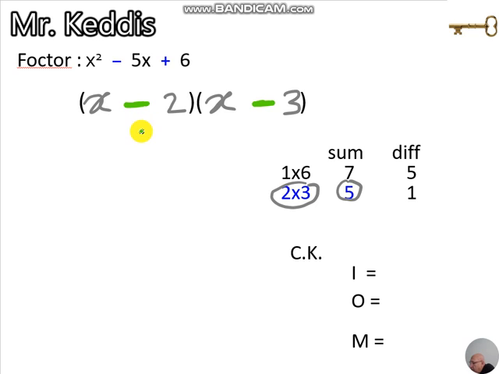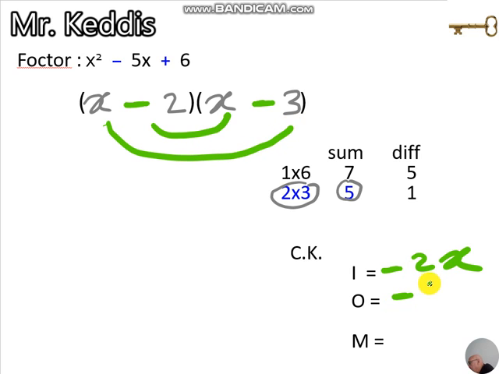When you multiply these two binomials, I am supposed to get this trinomial back. x times x is x squared. Negative 2 times negative 3, I get positive 6. I need to make sure the middle term is negative 5x. This is the inner product, which is negative 2x. The outer product is negative 3x. When I combine them, I get negative 5x. Yes, the middle term is negative here, which means my answer is correct.